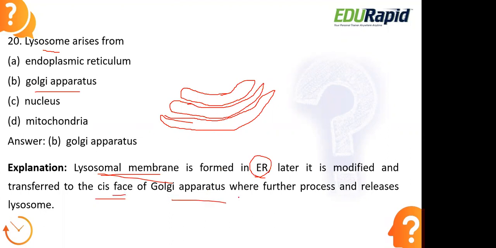This is the part of the Golgi apparatus where further processing takes place. Here the further processing of the lysosomal membrane takes place and then it finally releases the lysosome. That is one of the major functions of the Golgi apparatus. Not only packing and dispatching material from one part of the cell to another, it also helps in the release of lysosomes. Lysosomes are synthesized and secreted through the Golgi apparatus. That is one of its major functions. Okay, moving to the next question.